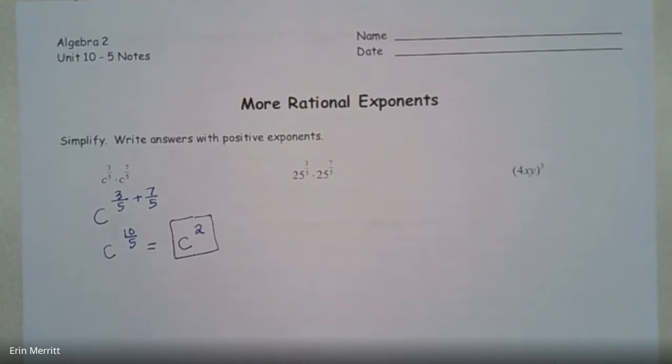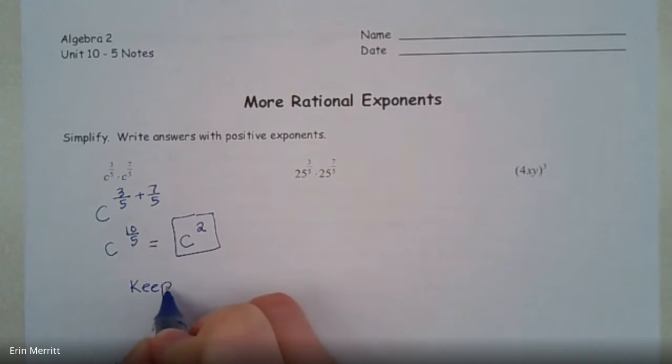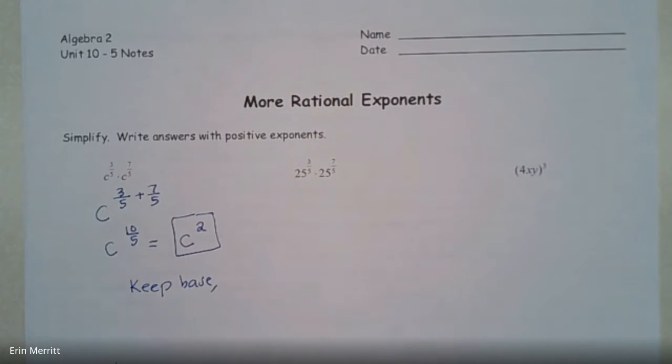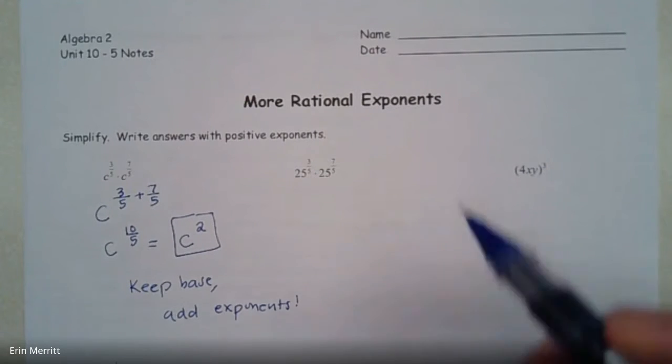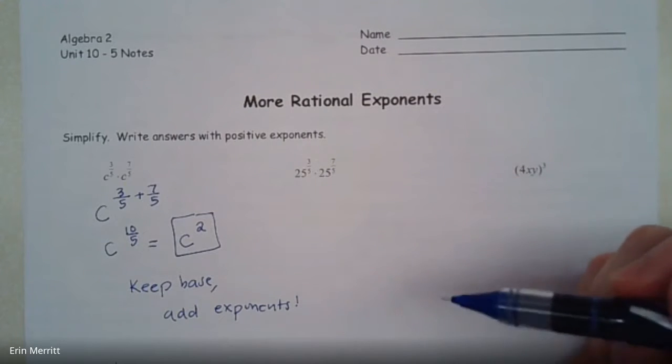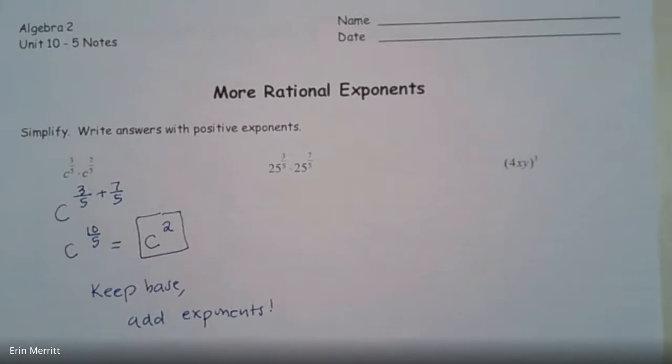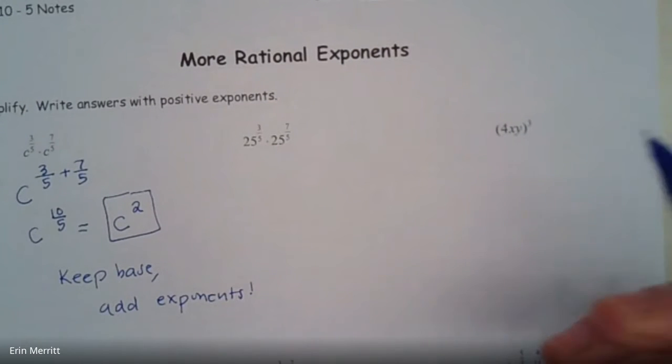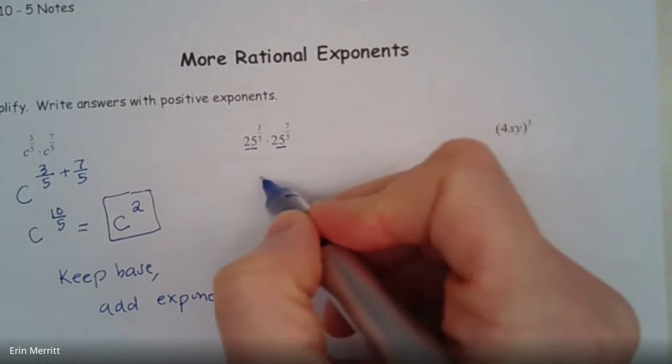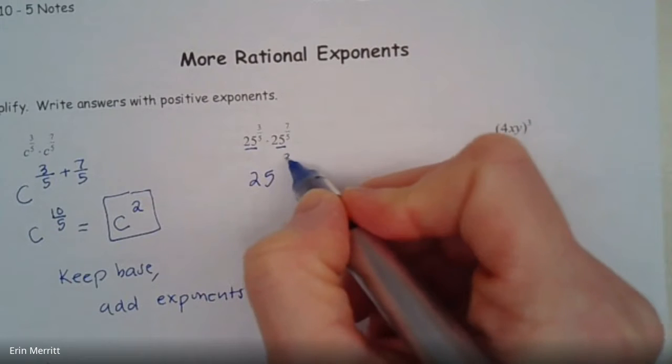Done. But I want you to keep in mind the idea that you keep the base as long as it's the same base, and we simply just add the exponents. Because when we go to look at the next example, and we have 25 to the 3/5 power, plus 25 to the 7/5 power, same idea, same base, so keep the base, add the exponents.